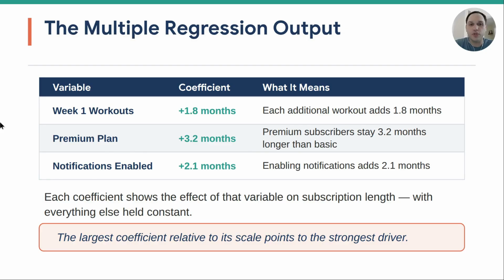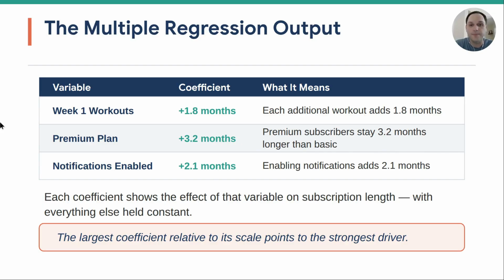Here's what the multiple regression output looks like for PulseApp. 3 variables, 3 coefficients. Week 1 workouts, a coefficient of positive 1.8 months. For each additional workout, subscription length increases by 1.8 months, all else equal. Premium plan, a coefficient of positive 3.2 months. Premium subscribers stay 3.2 months longer than basic subscribers after accounting for their workout activity and notification settings.